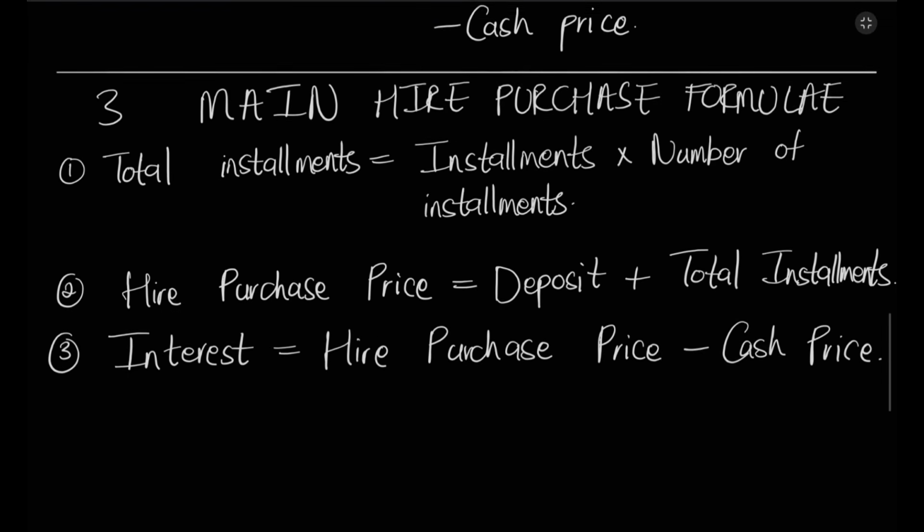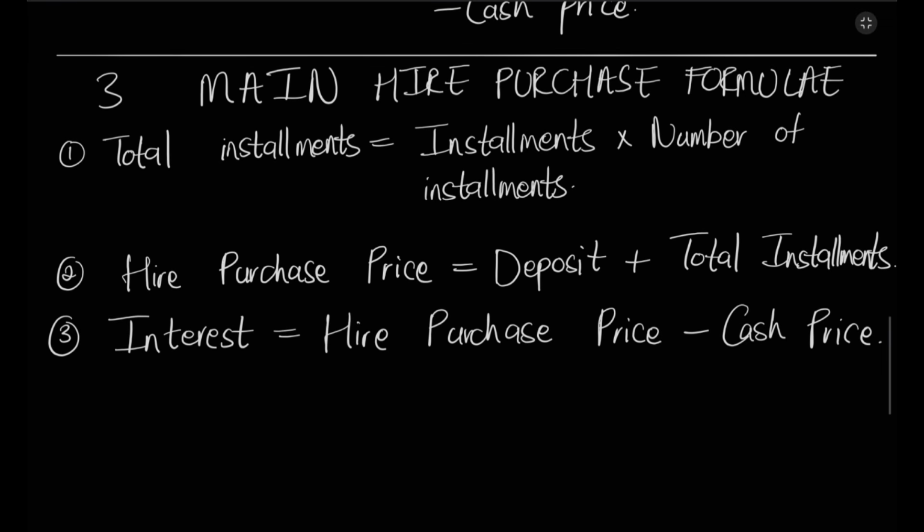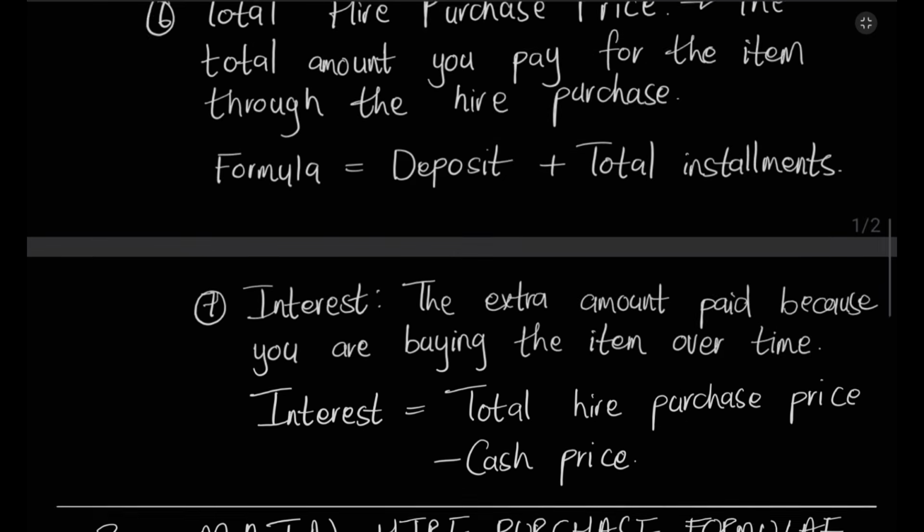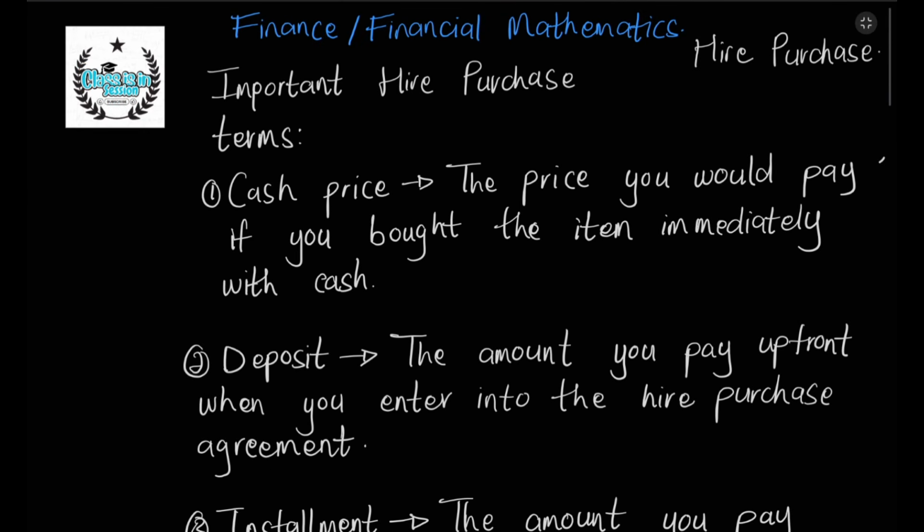Now these are the 3 main hire purchase formulae that you guys should know. Firstly, we have total installments. To find your total installments, you say installments times number of installments. Then we have the hire purchase price, which is the deposit plus total installments. And lastly, we have interest, which is hire purchase price minus your cash price. These three calculations are extremely important. Now, please copy all these notes and let's move to the first hire purchase activity.